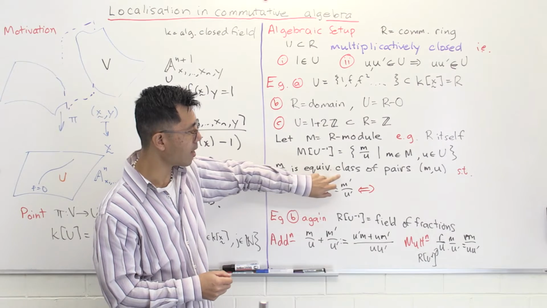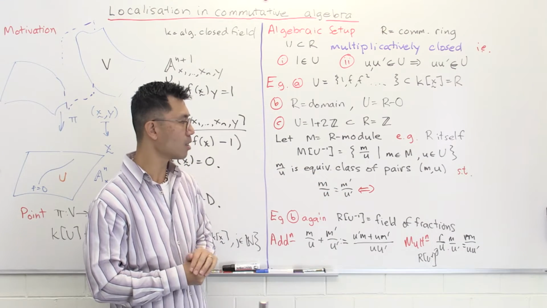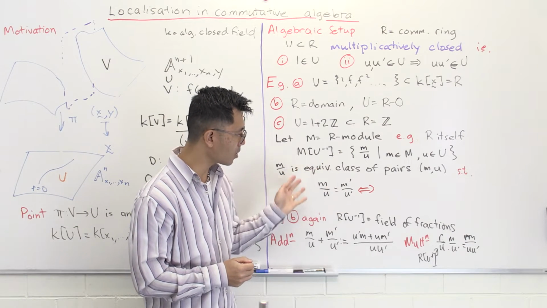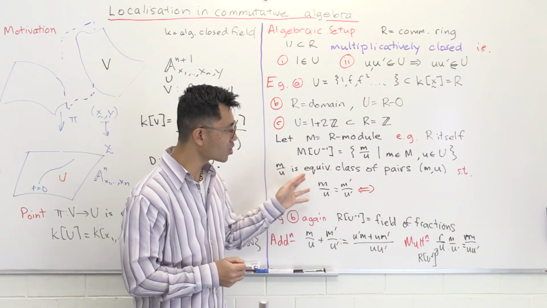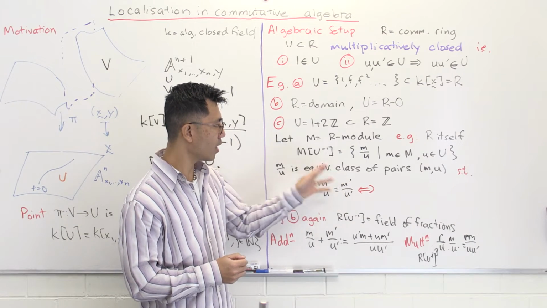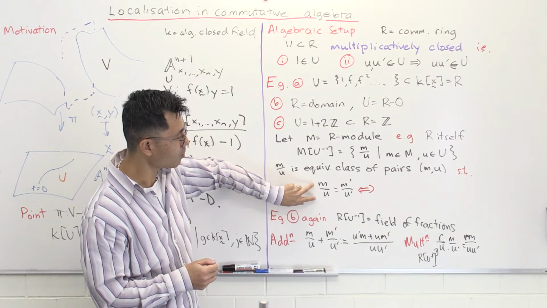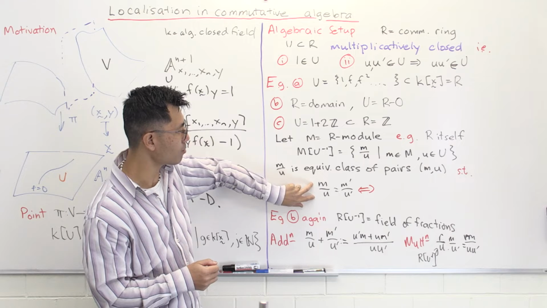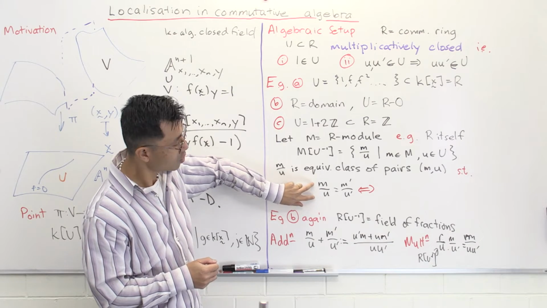M over u is equal to m prime over u prime, okay? So when does that happen to be the same? I guess there are various ways that you can do this. By the way, just to see that you do need the notion of an equivalence class: if you multiply the numerator and the denominator by the same thing, say some u double prime inside u, then you get the same fraction, right?